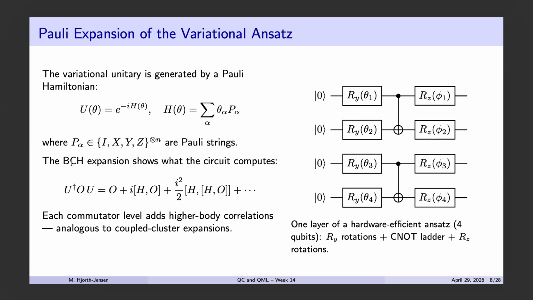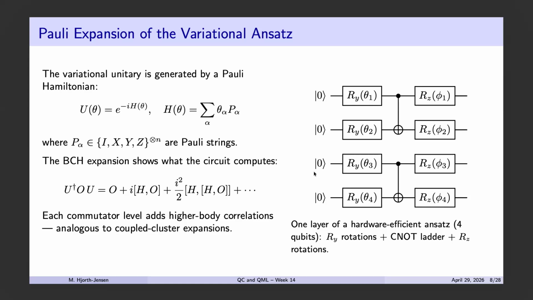And then we have the Baker-Campbell-Hausdorff expansions, which means that since these components may not all commute, we may get some nested commutators. So each commutator level adds higher body correlations. And for those of you familiar with coupled cluster theory, this is actually a lookalike of that. Some of you have taken a course in many-body physics, and I'm bringing in many of these connections because then you see the links between things you have seen before. Not everybody's familiar with that.